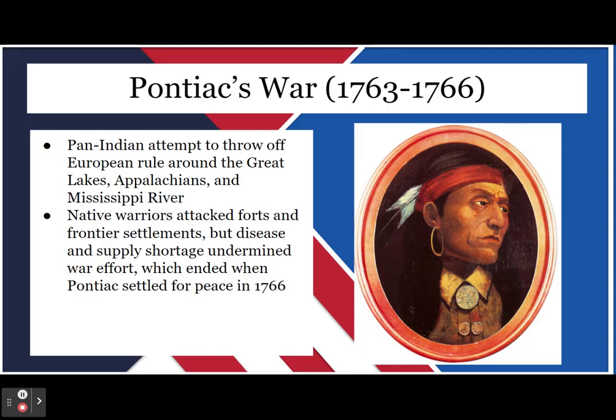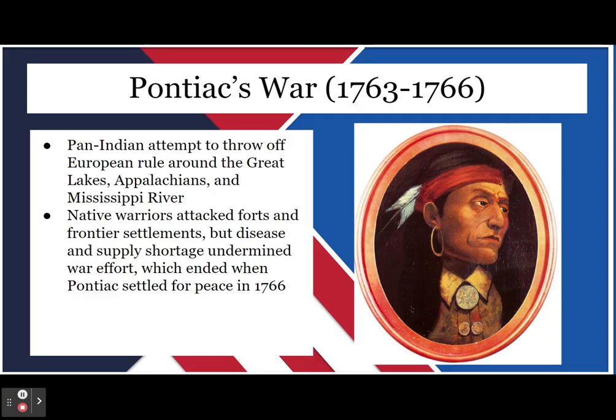So essentially, what Pontiac and his men did is they attacked and harassed British forts around the Great Lakes area, the Appalachians, the Mississippi River. They killed a couple of thousand soldiers, and they were at first pretty successful, but ultimately the British response is absolutely brutal. They throw a lot of troops at this, and they even wage a sort of primitive biological warfare. In one instance, sending blankets infected with smallpox to the Native Americans. So disease and supply shortage really undermine the war effort, and that is ultimately going to end the war.